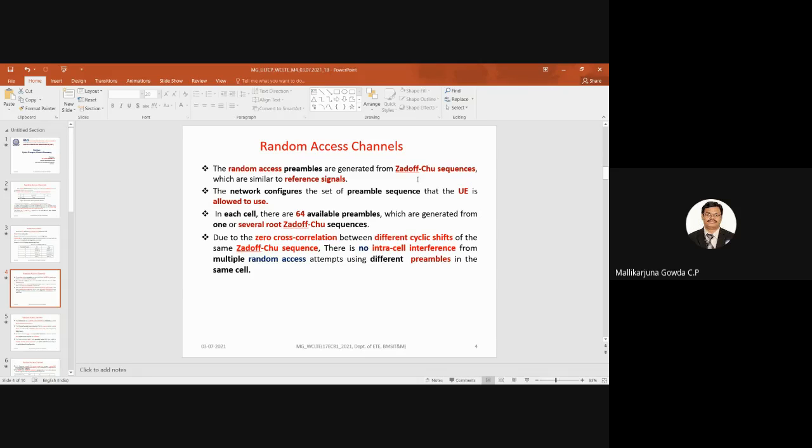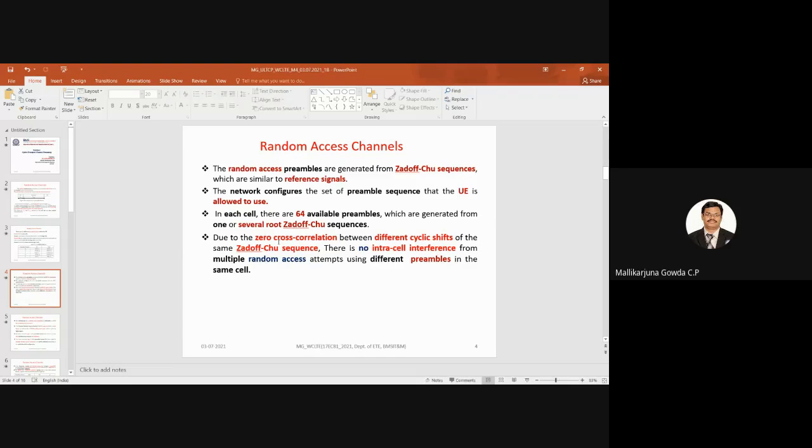Fine. So the network configures the set of preamble sequences that the user equipment is allowed to use. That depends on the format, right? Because this preamble uses 5 different formats, I said. So depending upon the cell size, the network will be configuring that. In each cell, there are 64 available preambles, which are generated from one or several root Z2 sequences.